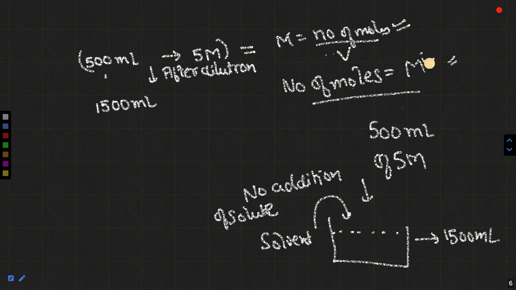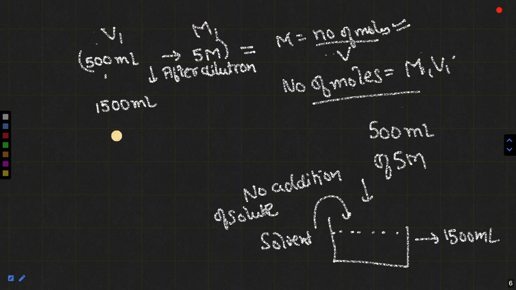Okay. Now suppose we are taking the initial condition. We are writing it as m1 v1. Got it? So this is m1, this is v1. Let me write it: this will be v1, and this will be m1.